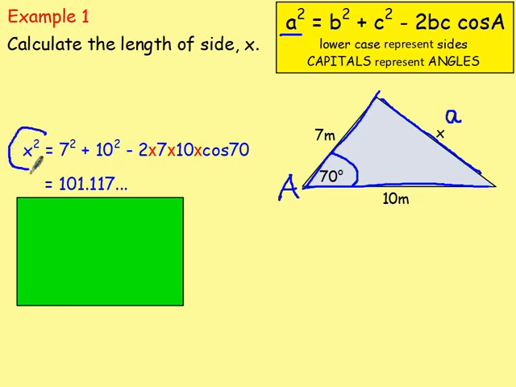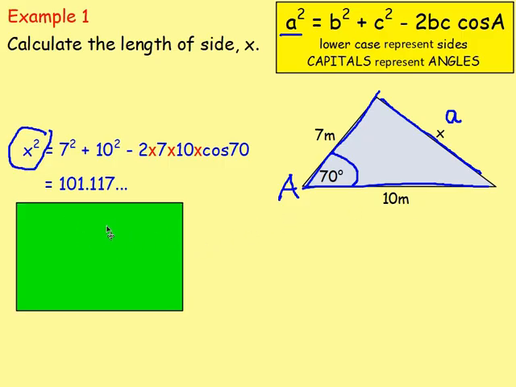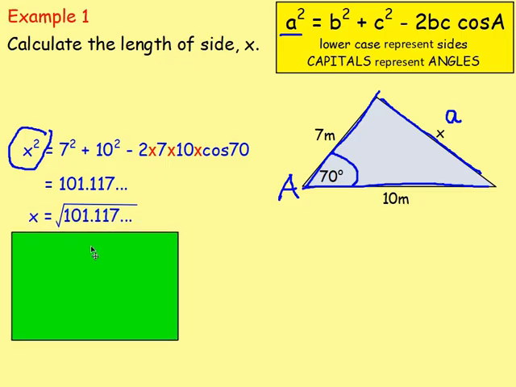Well, what we've done is we've worked out x squared. Oh, we want to get x. Good. So how do you go from x squared to x? You square root it. Good. So x is going to be the square root of the 101.117 and so on.